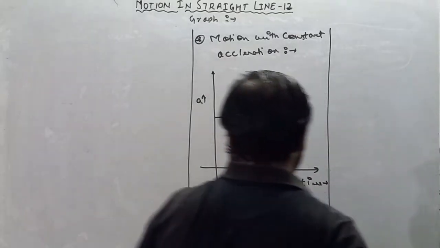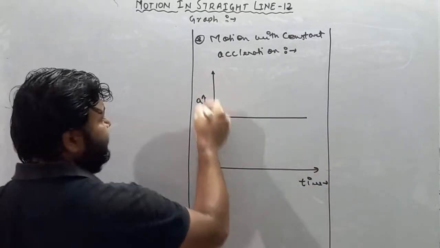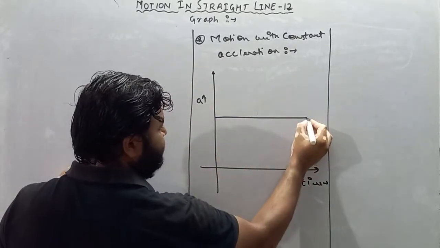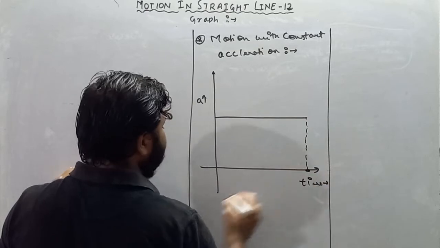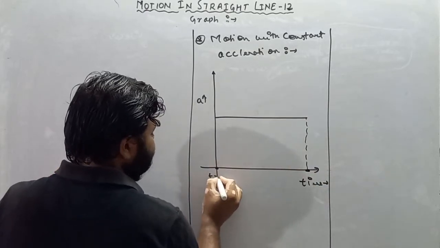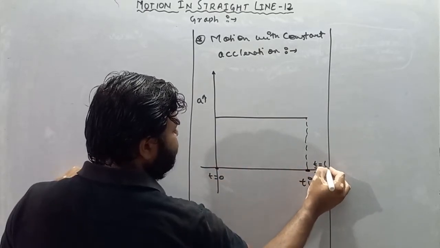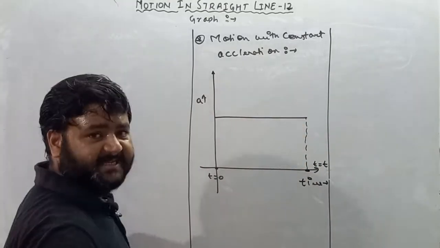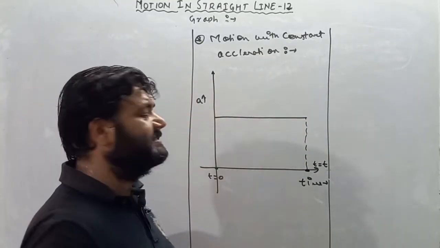So let's see here, time is on the x-axis and acceleration is on the y-axis. Acceleration is not changing as time changes. Let's suppose I am finding acceleration from t equals 0 to t equals t. You are seeing here that this line is parallel to the x-axis, which implies that acceleration is constant.